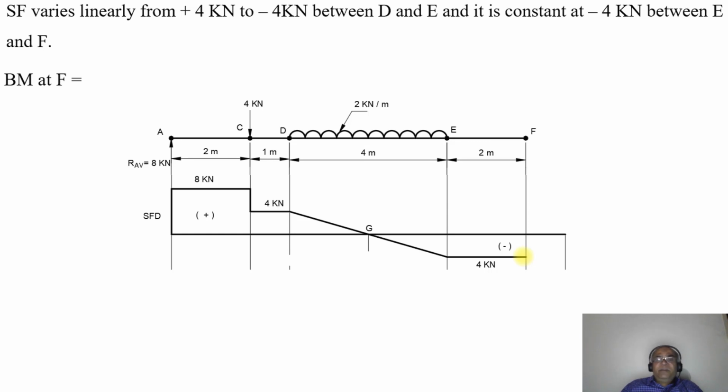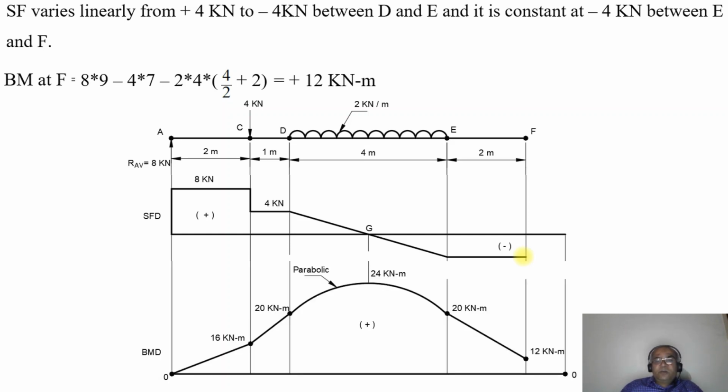Now BM at F will be equal to 8 into 9 minus 4 into 7 minus 2 into 4 into 4 by 2 plus 2. So this is going to be plus 12 kilonewton meter. So when you are plotting this, from here to here you are going to get plus 20, which further drops down to 12 kilonewton meter at the point F.